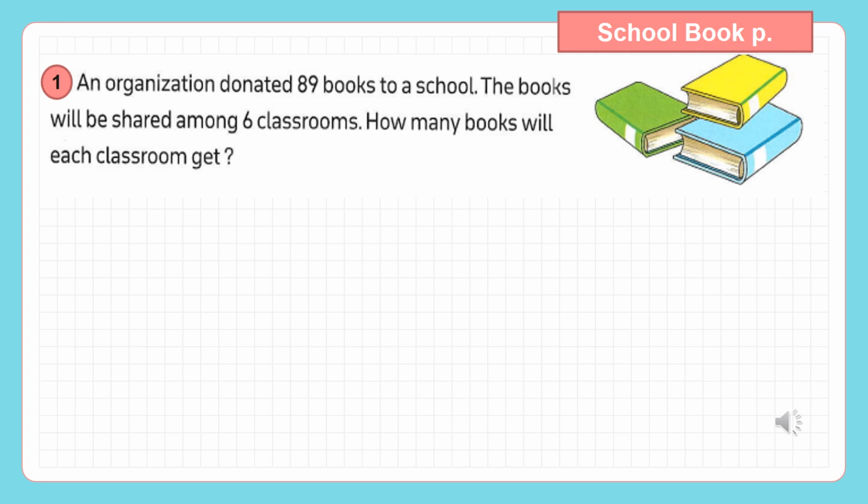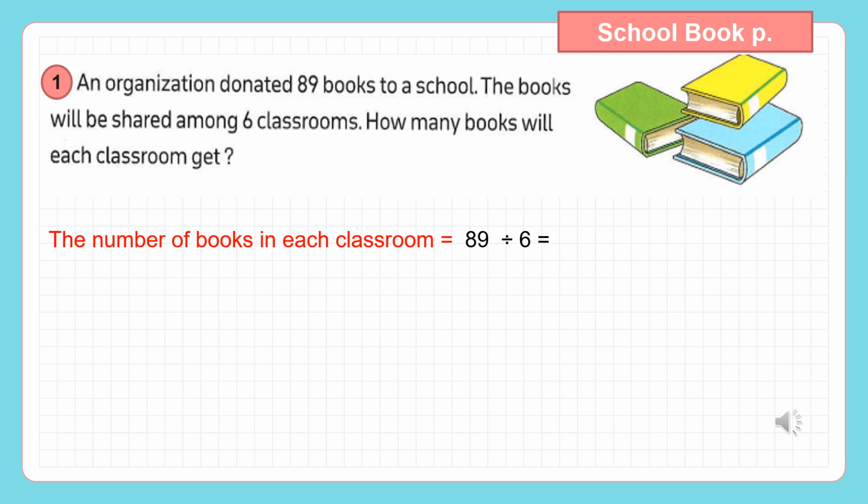Now we have the first story problem from the school book. An organization donated 89 books to a school. The books will be shared among 6 classrooms. How many books will each classroom get? So share means we divide. We need to divide 89 divided by 6.